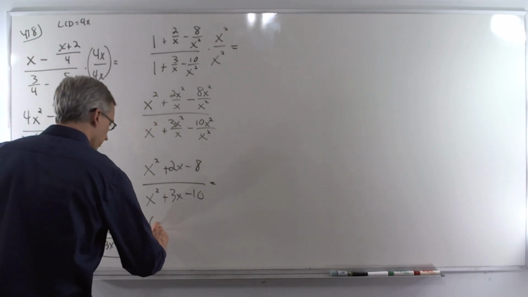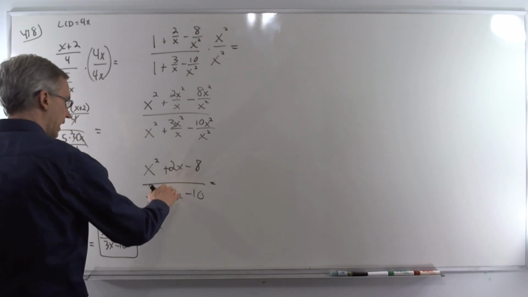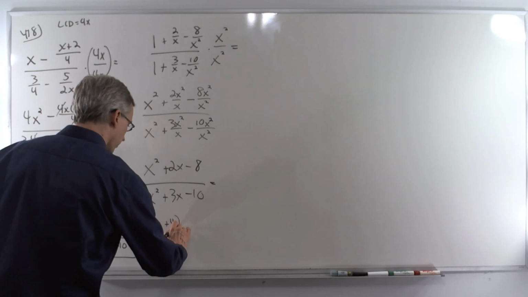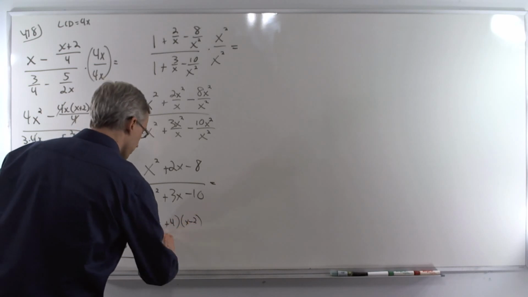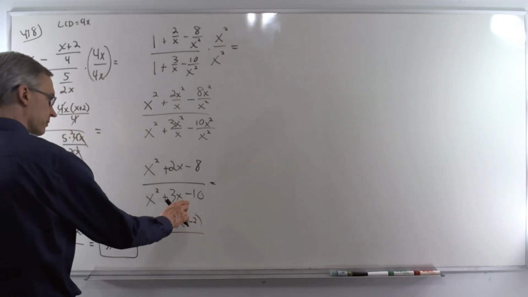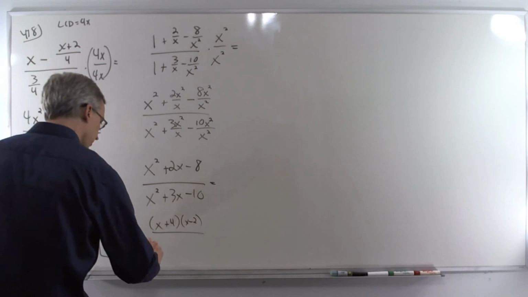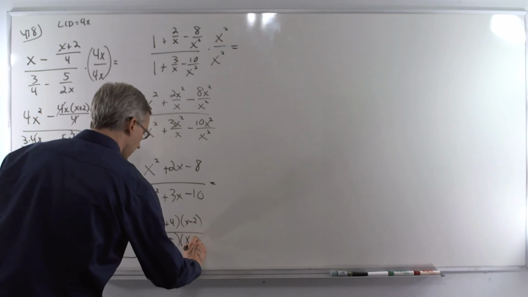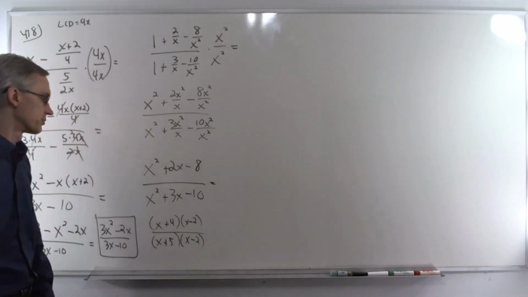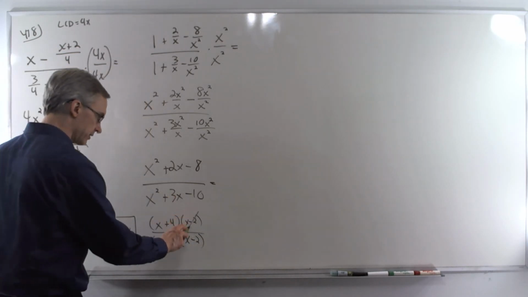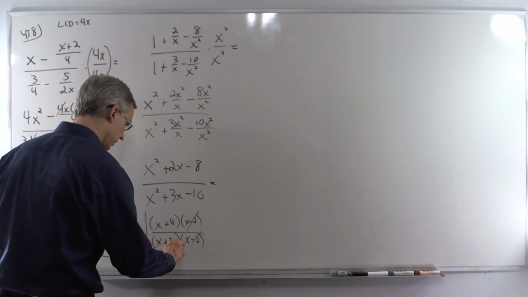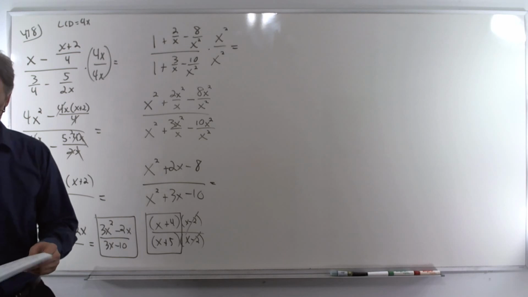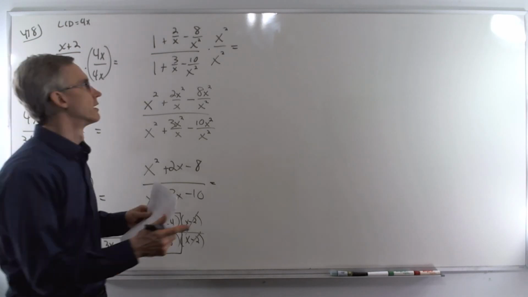Up top, you need two numbers to multiply to get negative 8, add to get 2. That's going to be plus 4 minus 2. And on the bottom, you need two numbers to multiply to get negative 10, add to get 3. So that is x plus 5 times x minus 2. So we got matching x minus 2s, those cancel. And our answer is x plus 4 over x plus 5. Your turn, number 9.